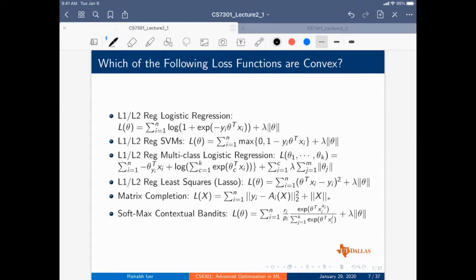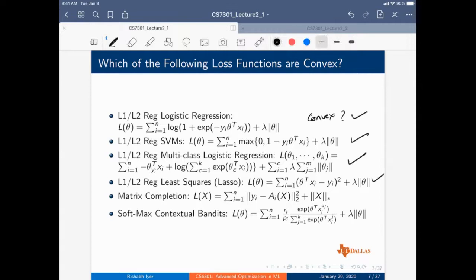Can you quickly tell me which of these functions are convex? Is the first one convex? Is L1 or L2 regularized logistic regression convex? Yes, it is. Similarly, SVMs are also convex. Multi-class logistic regression is convex. Least squares is convex.